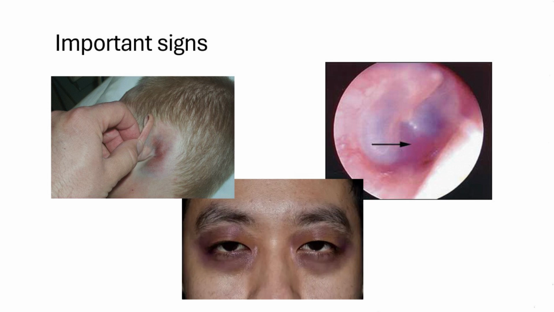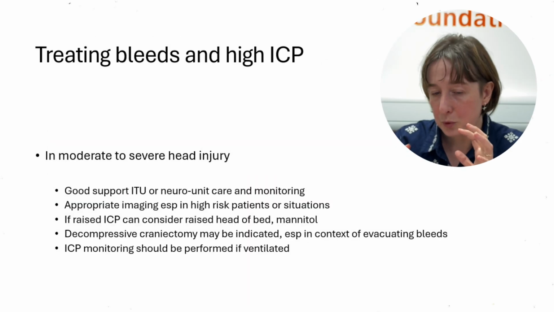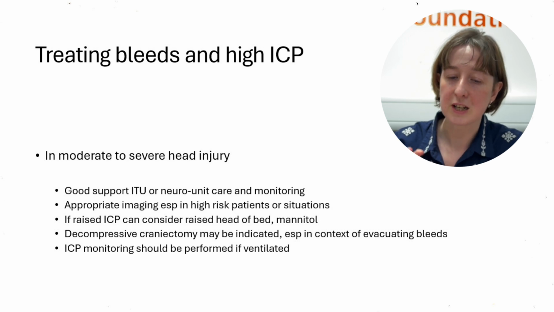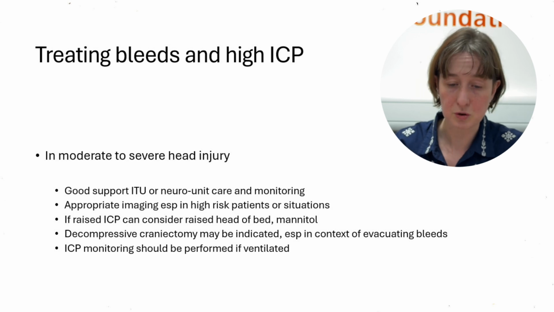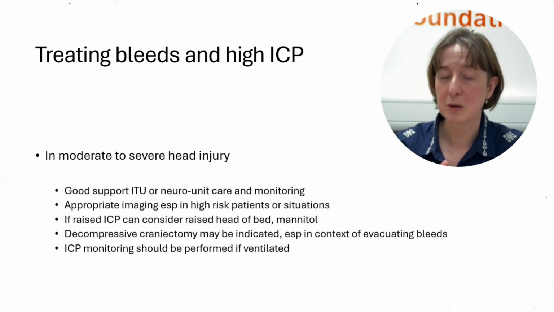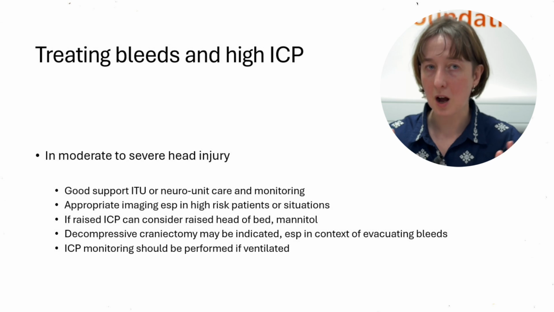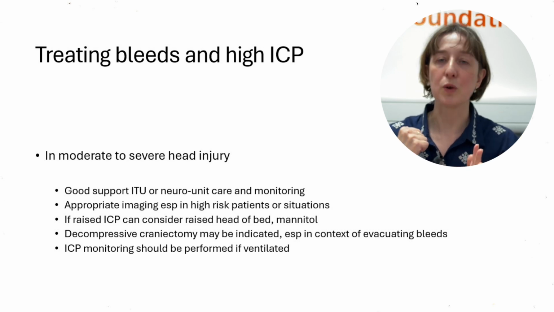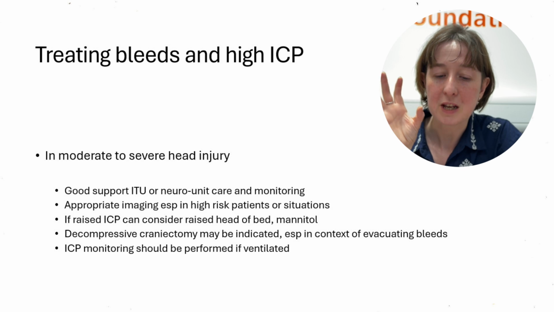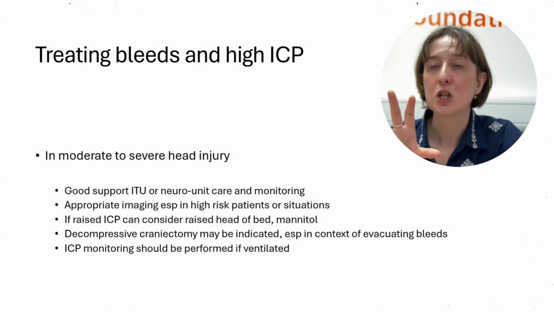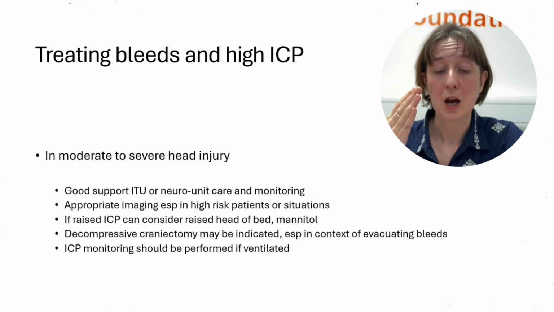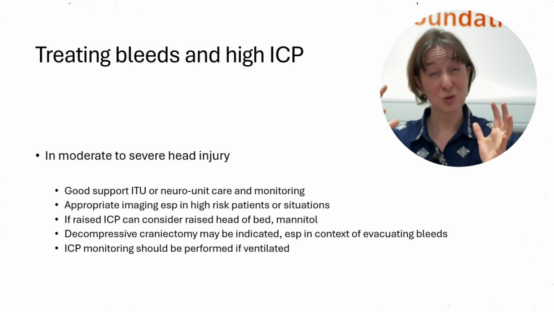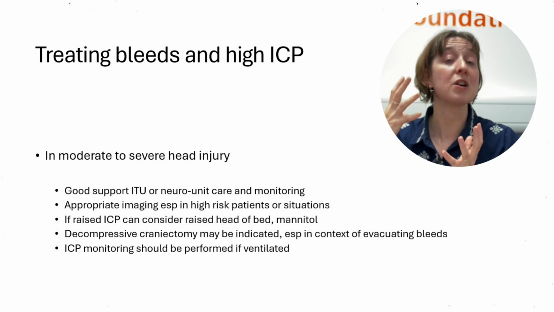So in terms of treating bleeds in high ICP, which would be a neurosurgical, ITU sort of wheelhouse, in moderate to severe head injuries, you need good ITU support or neurocritical care, good imaging, especially if there are high-risk patients, for example, if it's a high energy impact or if they're on blood thinners. If they've got raised intracranial pressure, you might need to raise the head of the bed, give them mannitol to try and reduce the pressure. And in some people, if the swelling has continued or if they've needed neurosurgery, they might need decompressive craniectomy.